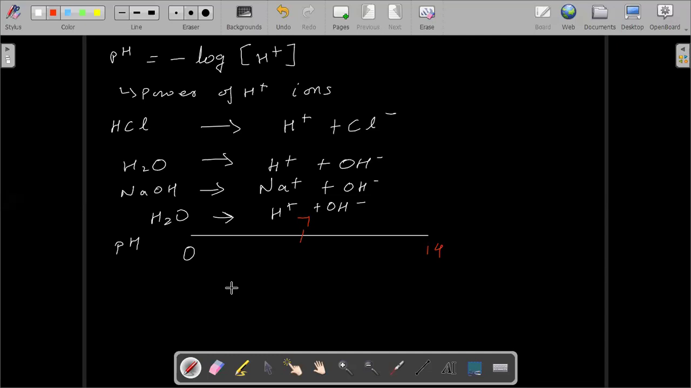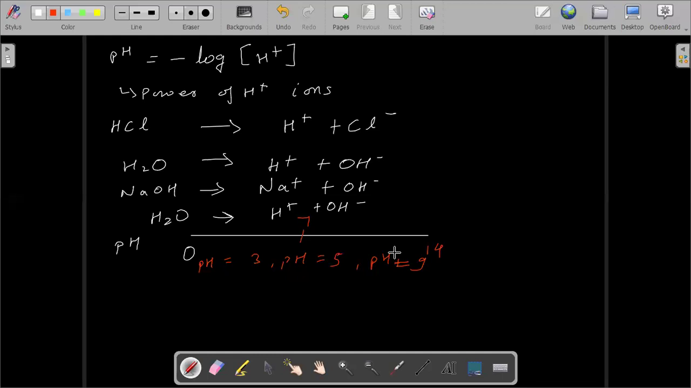The strength of an acid increases as we move towards 0. So for example, suppose you want to compare the strength. You are given pH equal to 3, pH equal to 5, and pH equal to 9. Which one of them will be a stronger acid?